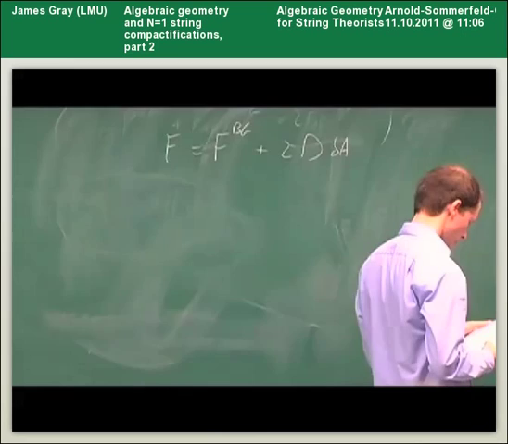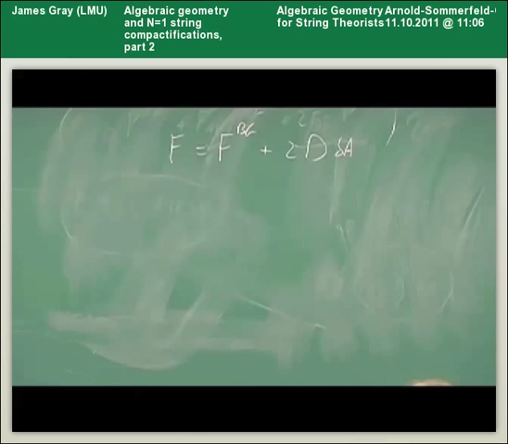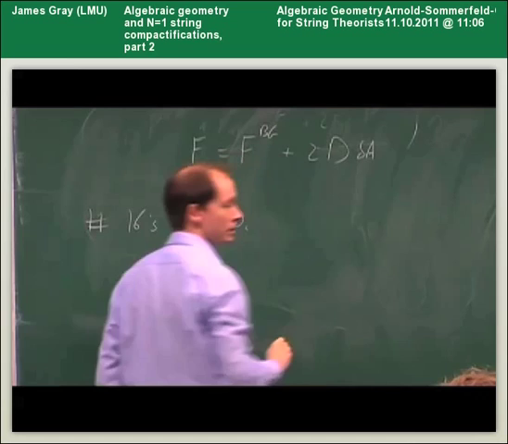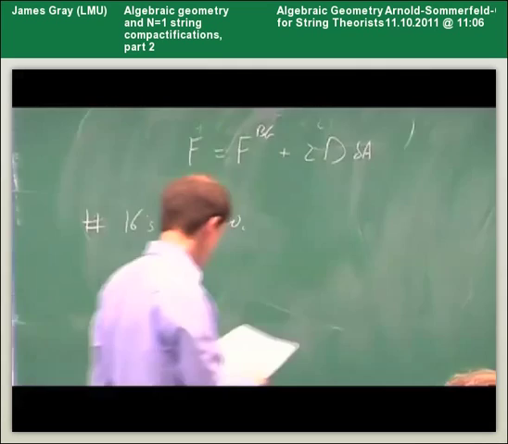Okay, so how many of these massless modes do we have? How many of these matter fields do we have? Well, we have as many as different harmonic forms of this type we can define. So number of 16s is equal to the number of omega I's you can define. Right? So the number of GUT families is given by the number of a set of harmonic forms.